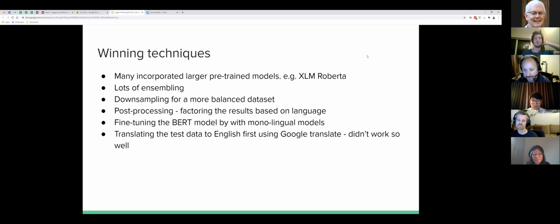There was some post-processing done. Some of the people would factor their output based on language. So for example, they would multiply or divide by a particular number depending on what language the test data was in. Some people fine-tuned the BERT model with specific monolingual models as well. And there was also a bunch of people who tried to translate the test data into English first using Google Translate, but apparently that didn't work so well.